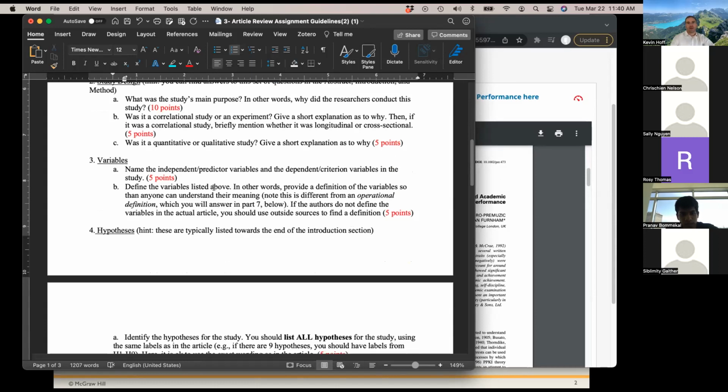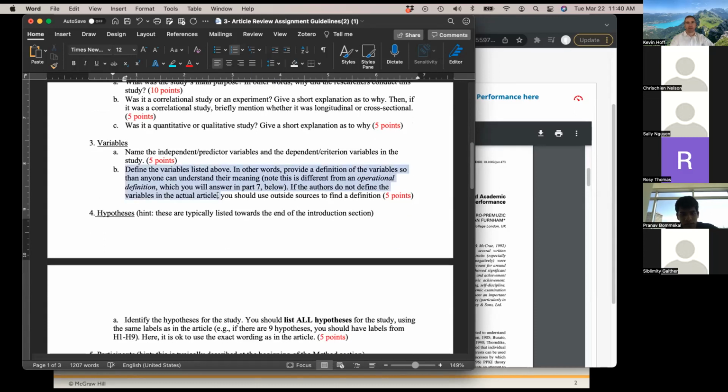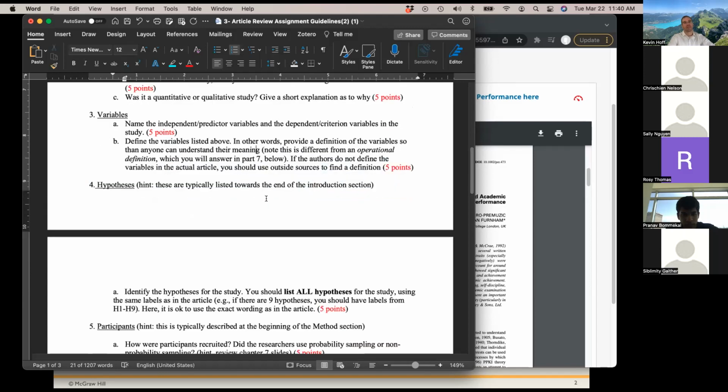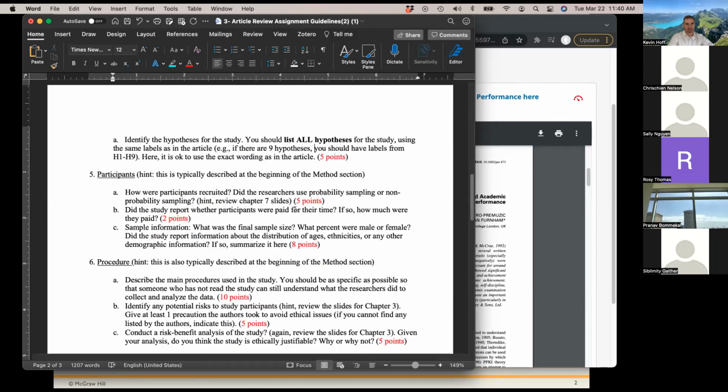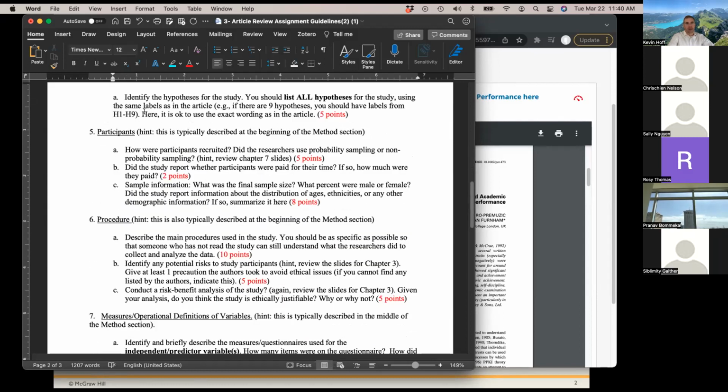There are some questions about the variables where you basically have to identify and then define them in some cases. So I made notes here that you're asked to define the variables that are the primary focus. And if the authors don't define them in the actual article, you can Google the article or Google definitions. Then you'll have to identify the hypotheses for the study. Both of these articles do have hypotheses. And here I said it's okay to use the exact wording.